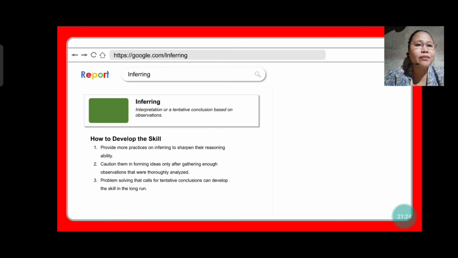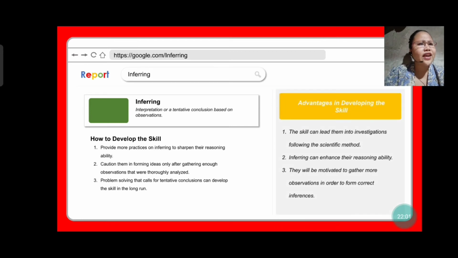So, third is a problem solving that calls for tentative conclusions can develop the skill in the long run. So, since in problem solving, diba, they know how to make interpretation and tentative conclusions, if they will do it, so they can develop that skill sa kadugay-dugayon. Yes, they can develop that to make conclusions based on what they have observed. So kailangan accurate gid ang data nga ilang gi-observe, so they can develop that in the long run.